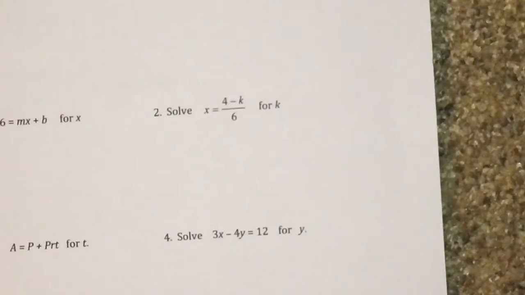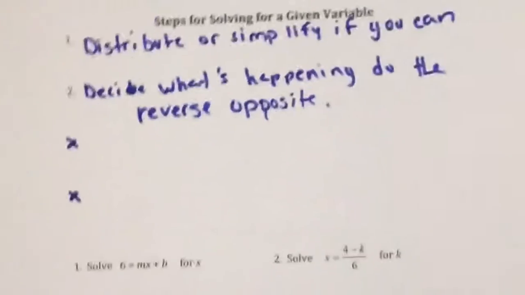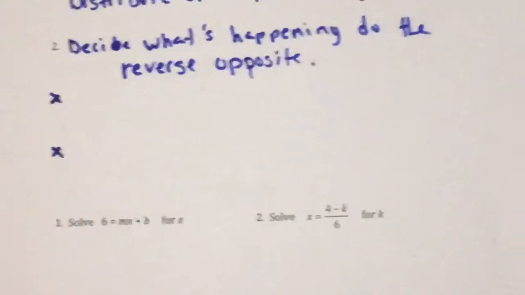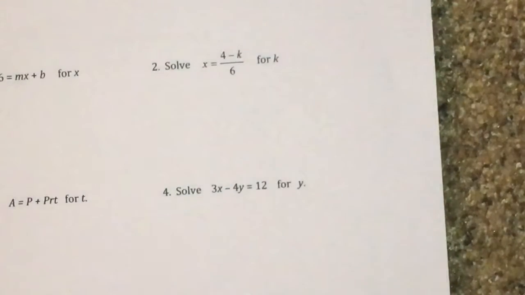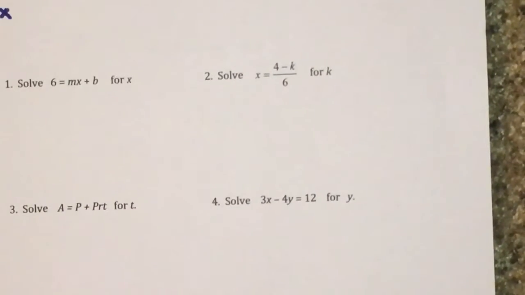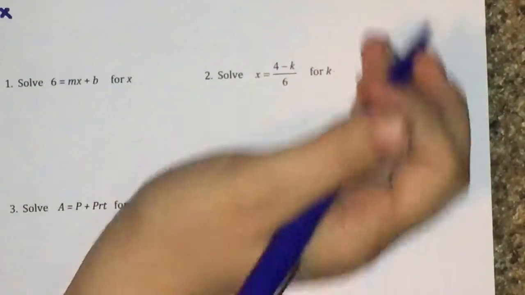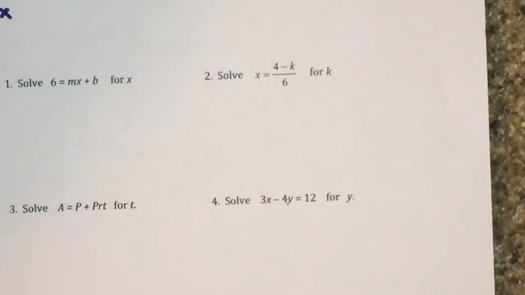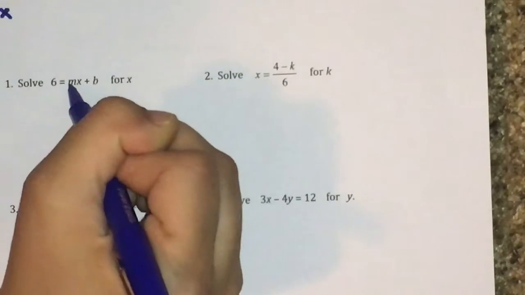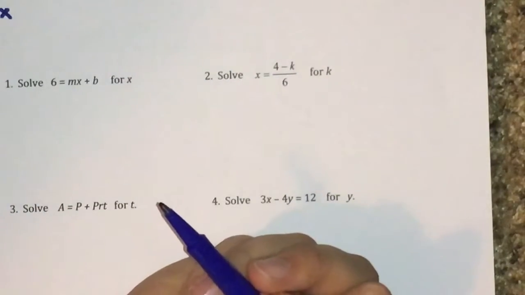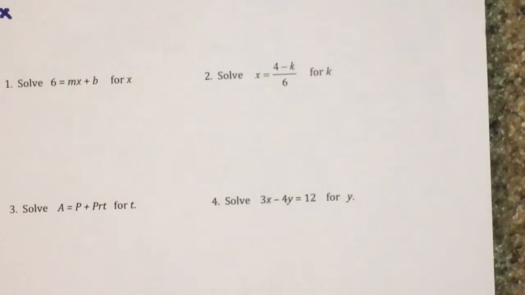So number one is already as simple as it can be here. Number one says solve 6 equals mx plus b for x. Well, we're solving for x here. So we need to decide what is happening to x. And it's okay that there are other variables. I do not want you guys to freak out with the fact that there's an m and a b and a 6 here. You can still solve for a given variable. Just treat those variables like numbers, okay? Treat them as if you were solving for an equation, as if they were numbers.